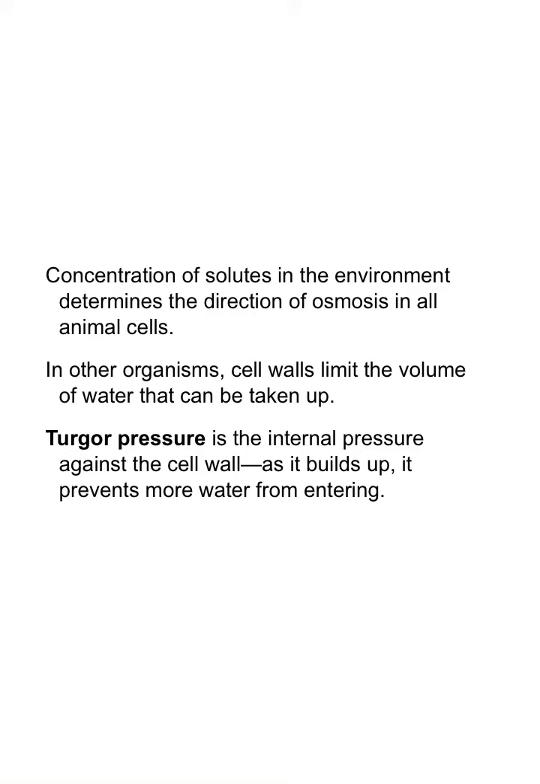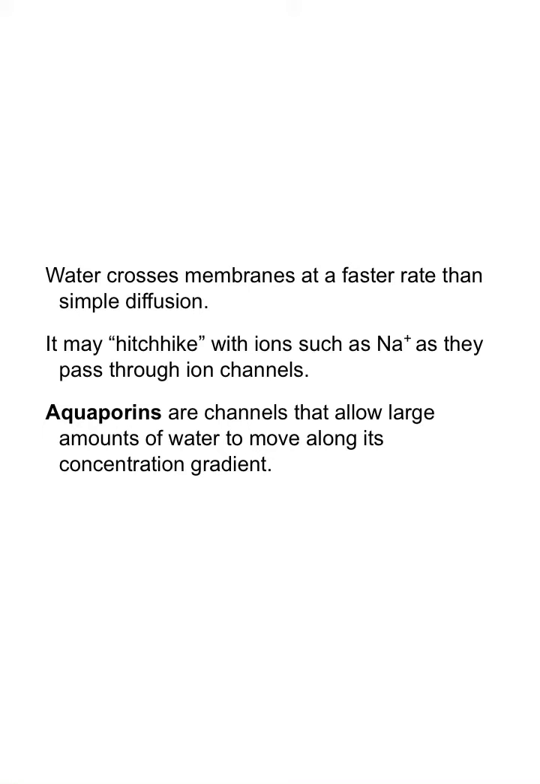Now, water is able to cross the membrane at a faster rate than simple diffusion. That's for two main reasons. One, water might hitchhike with ions such as sodium as they pass through ion channels. The second reason is there are aquaporins, which are protein channels embedded in the cell membrane that allow large amounts of water to move along the concentration gradient.